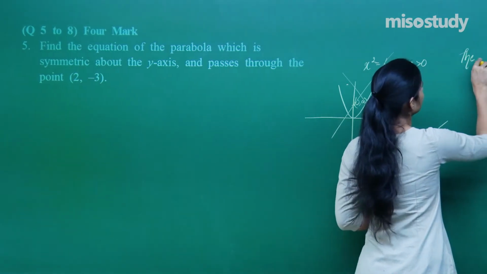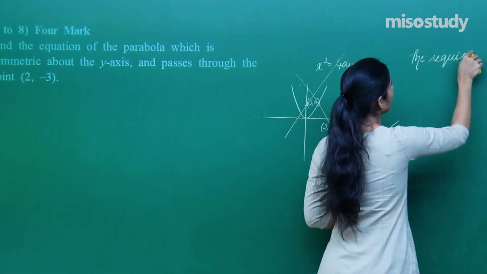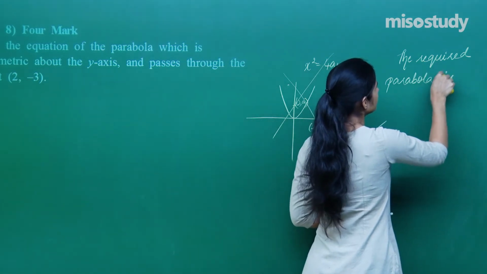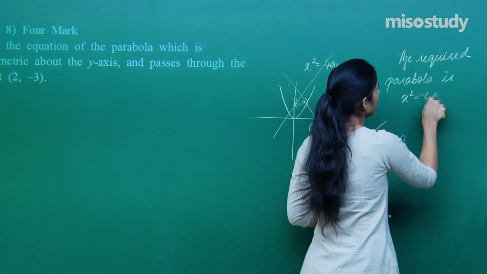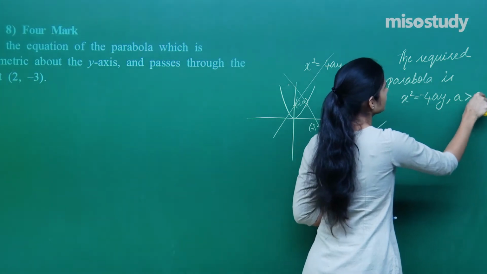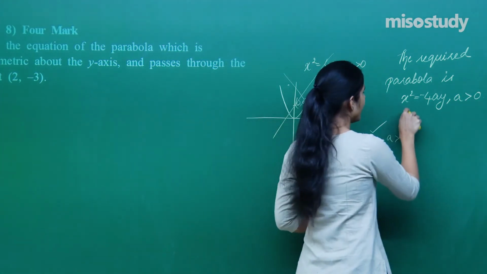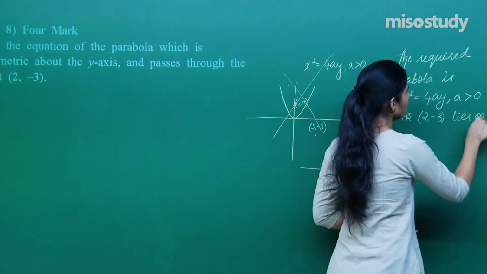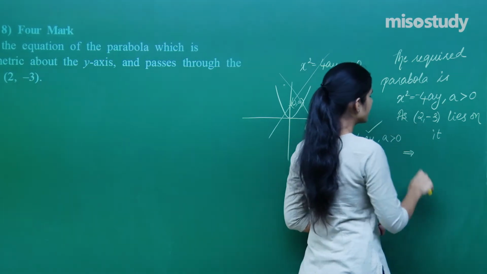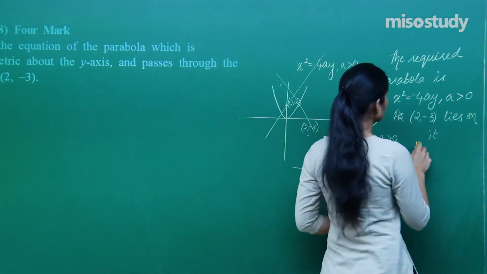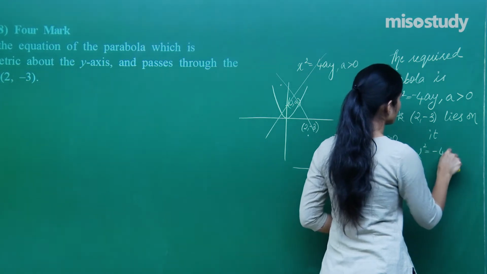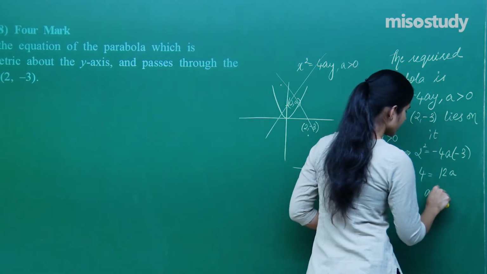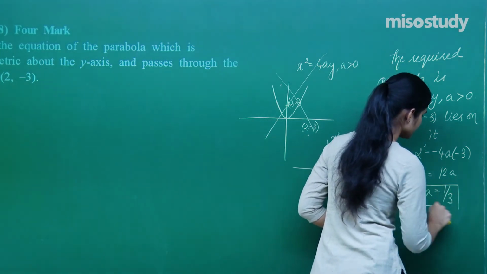The required parabola is x square equals minus 4ay, a positive. As (2, minus 3) lies on it, it satisfies the equation of this parabola. So 2 square is equal to minus 4a into minus 3, that is 4 equals 12a, a is equal to 1 by 3.